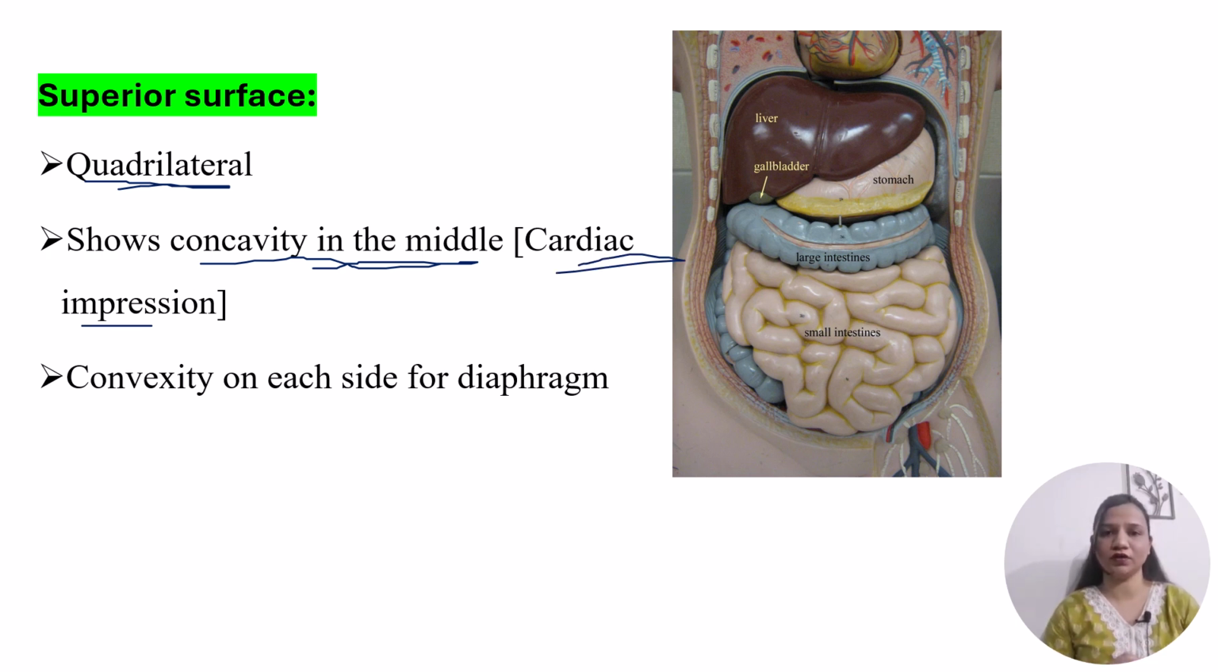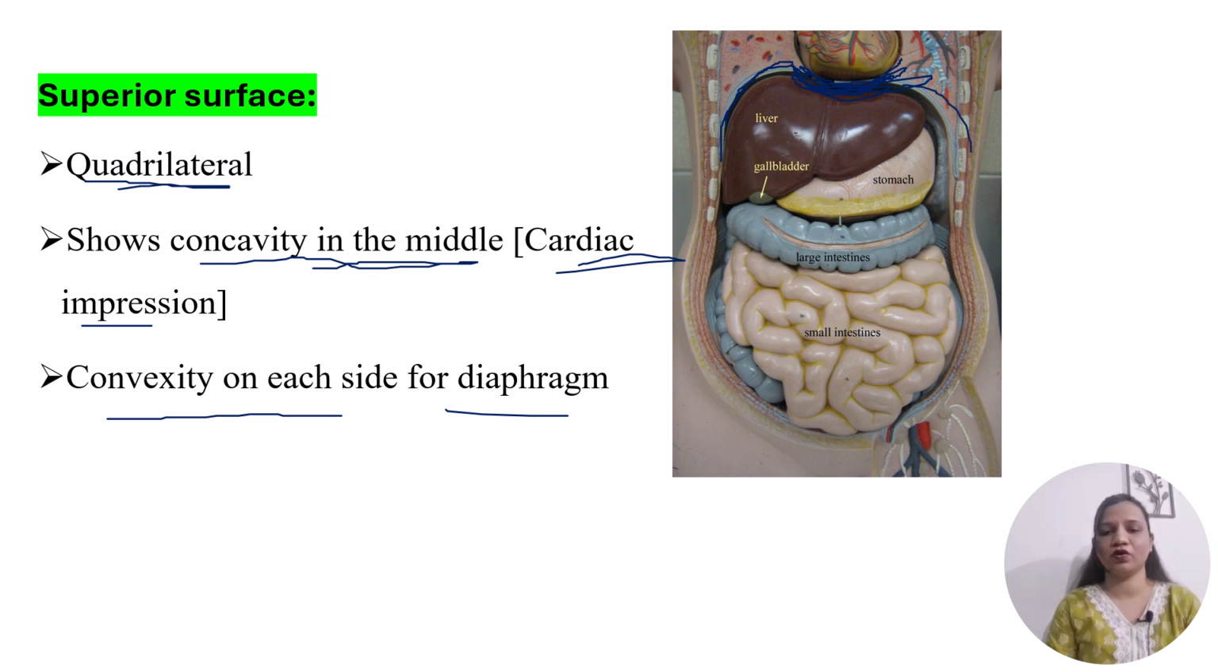above the middle of the superior surface of the liver there is the heart over it. So that's why there is a concavity in the middle for the cardiac impression, for the placement of the heart. This is the middle concave portion present on the superior surface, which accommodates the heart above it. And it has convexity on each side for the diaphragm, as we know the diaphragm is present on each side of the liver.